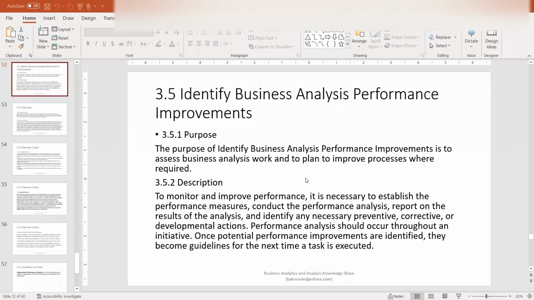The purpose of identifying business analysis performance improvements is to assess business analysis work and to plan to improve processes where required. To monitor and improve performance, it is necessary to establish the performance measures, conduct performance analysis, report on the results of the analysis, and identify any necessary preventive, corrective, or developmental actions. Performance analysis should occur throughout an initiative. Once potential performance improvements are identified, they become guidelines for the next time a task is executed.